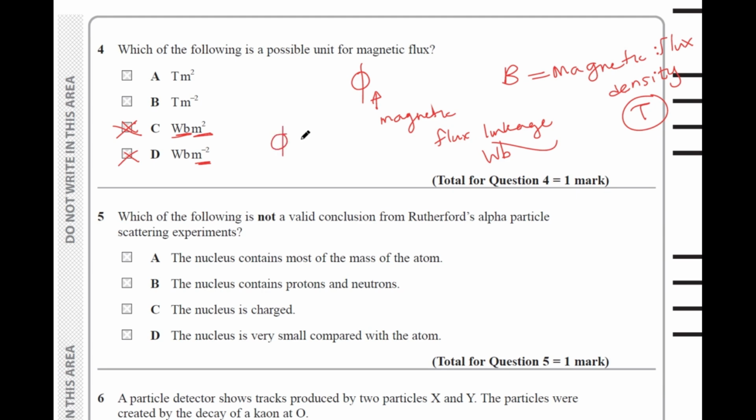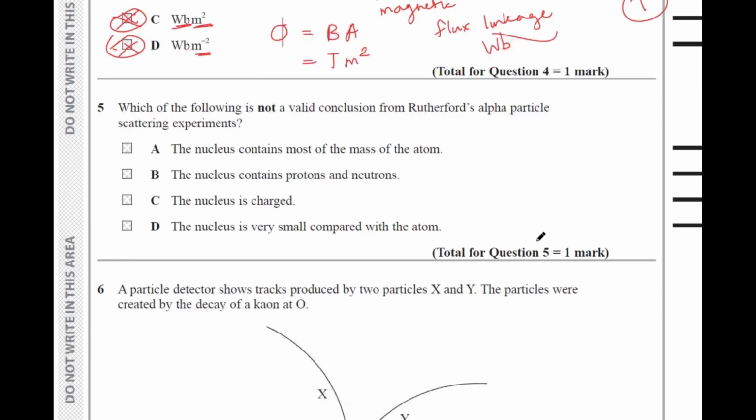So the equation of magnetic flux linkage or magnetic flux is this, BA. B is Tesla, the unit of B is Tesla, magnetic flux density. A is the area, the unit is meter square. So these two are wrong. Answer is A. A is the correct option.